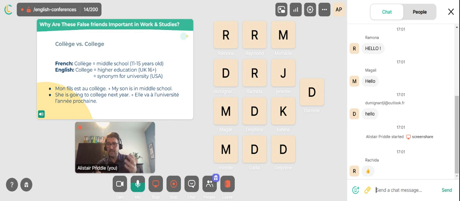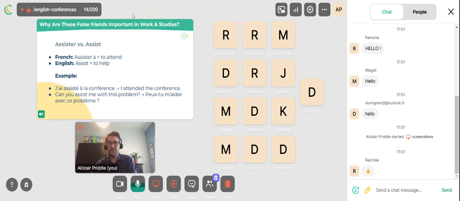Examples. Mon fils est au collège. My son is in middle school. And she is going to college next year. Elle va à l'université l'année prochaine. Okay. College versus college.